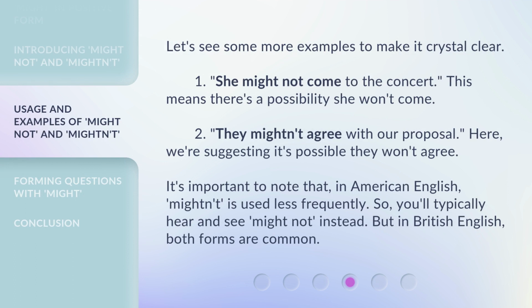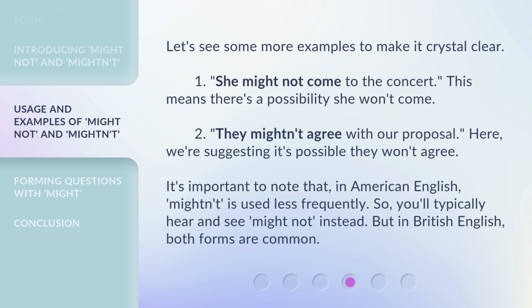Let's see some more examples to make it crystal clear. 1. "She might not come to the concert." This means there's a possibility she won't come. 2. "They mightn't agree with our proposal." Here, we're suggesting it's possible they won't agree.